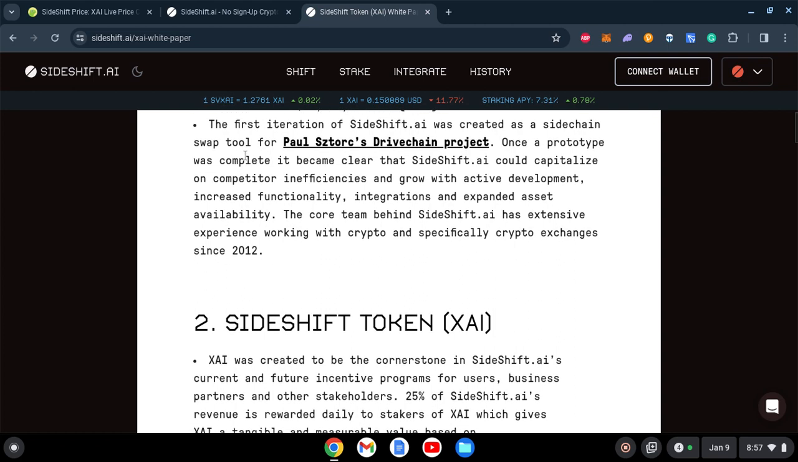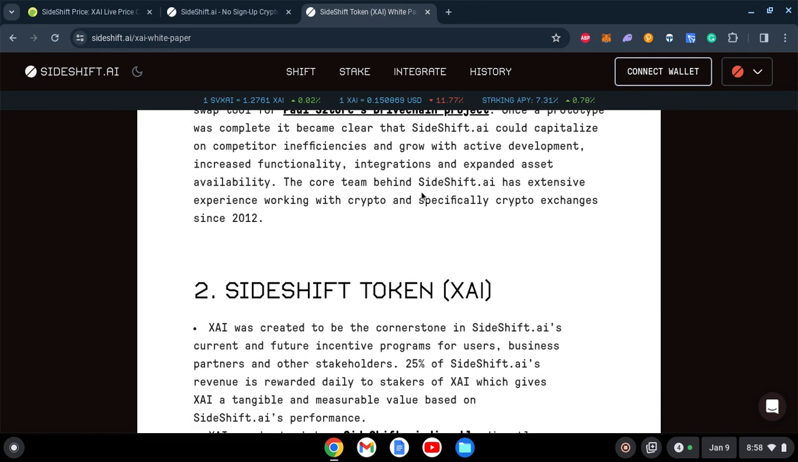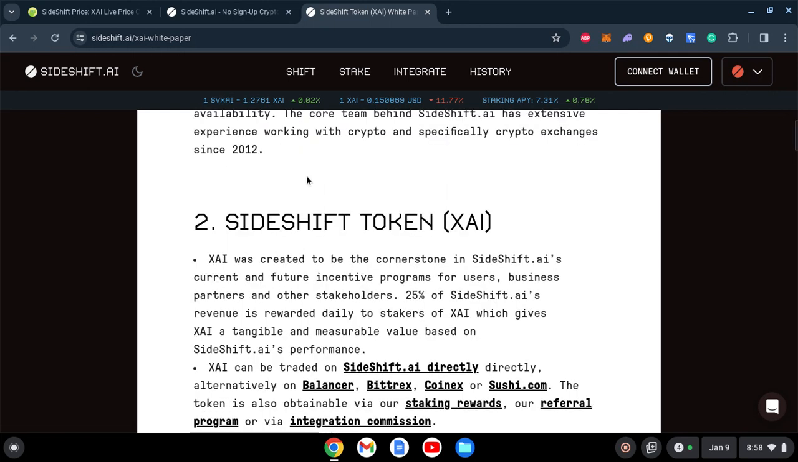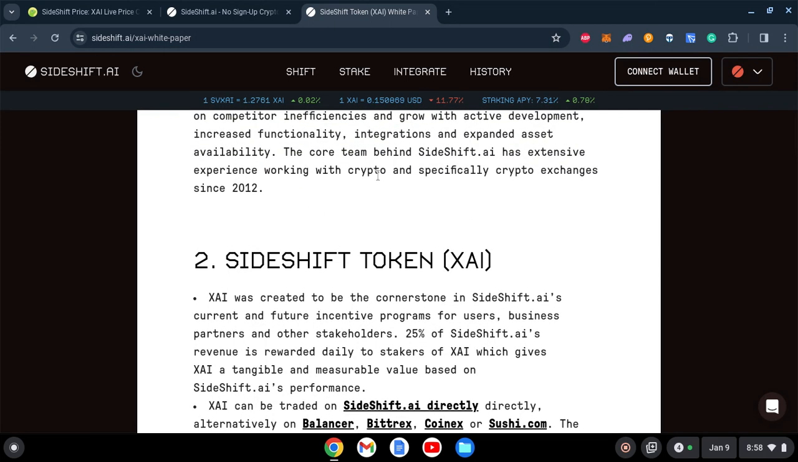So the first iteration of Sideshift.ai was created as a sidechain swap tool for Paul Sztorc's drivechain project. Once a prototype was complete, it became clear that Sideshift.ai could capitalize on competitor inefficiencies and grow with active development, increased functionality, integrations, and expanded asset availability. The core team behind Sideshift.ai has extensive experience working with crypto, and specifically crypto exchanges, since 2012, which is a pretty good thing.